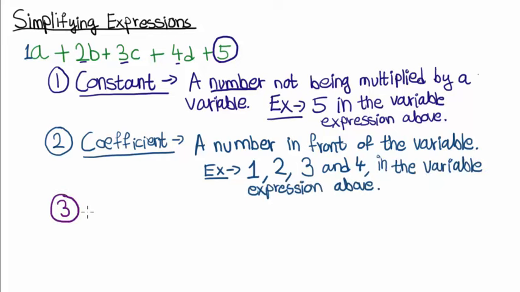Lastly, the third part to any variable expression is known as a term. A term is basically the combined product of a coefficient and a variable. Therefore, if you look at the variable expression above, all we really need to do is find where there is a combined product of a coefficient and a variable. 1a, or simply a, is a term because that is a product of the coefficient 1 and the variable a. Same goes with 2b because that is a combined product of the number 2 and the variable b. Same thing goes with 3c and 4d. So my terms in this variable expression above are a, 2b, 3c, and 4d.